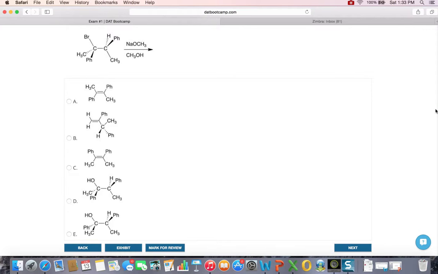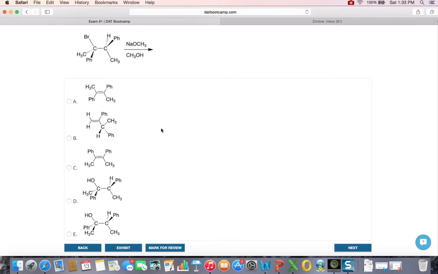Secondly, answer choice B is not feasible because I've scrambled the skeleton of the molecule. I know I'm going to lose this H, I'm going to lose this Br, I'm going to have a double bond. The question is, will the phenyls be cis or will the phenyls be trans? The only two possibilities in this question are A and C, and you cannot easily tell by looking at this sawhorse projection. You must look at the Newman projection.